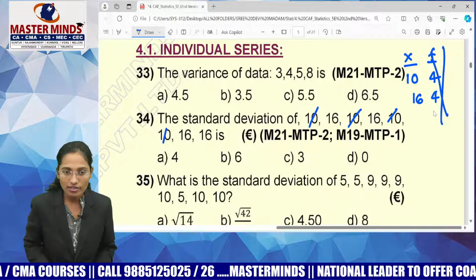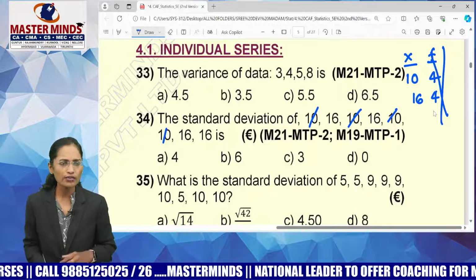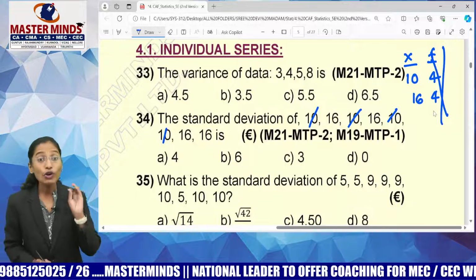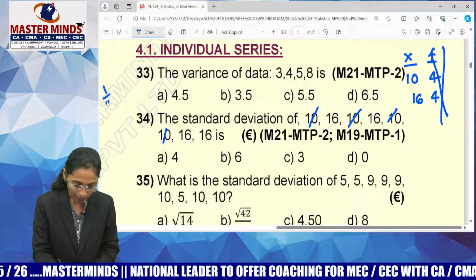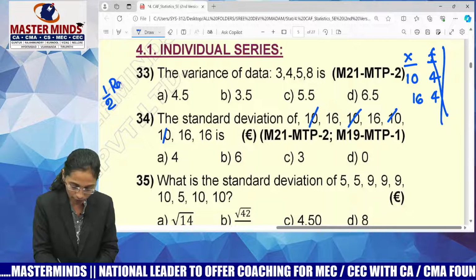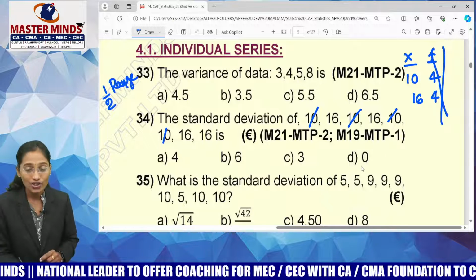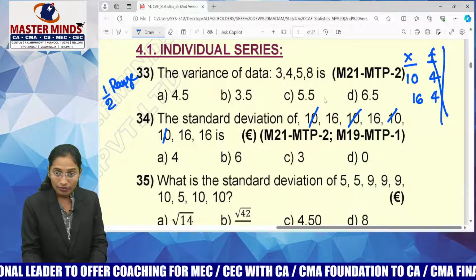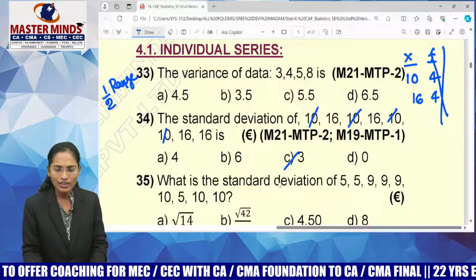Now tell me, guys, how many observations are there? 2. So for 2 observations, you can use the regular formula of standard deviation, square root of summation x square by n minus x bar square, or else for 2 observations there is a shortcut to calculate standard deviation, which is half of range. Half of what? Range. What are the observations here? 10 and 16. What is your range? 6 by 2. What is 6 by 2? 3, right? And your answer is option C.